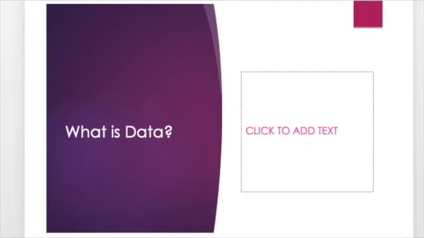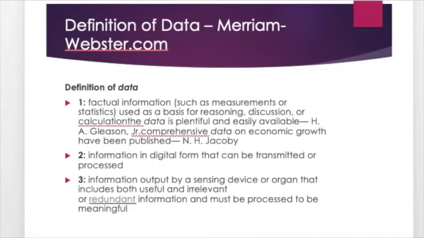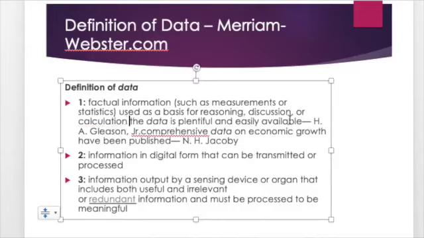So next is, what is data? This is the definition taken out from Merriam-Webster.com. There are three definitions for the word data on this dictionary website. The first one is factual information, such as measurements or statistics, used as a basis for reasoning, discussion, or calculation. For example, the data is plentiful and easily available. The second definition is information in digital form that can be transmitted or processed.